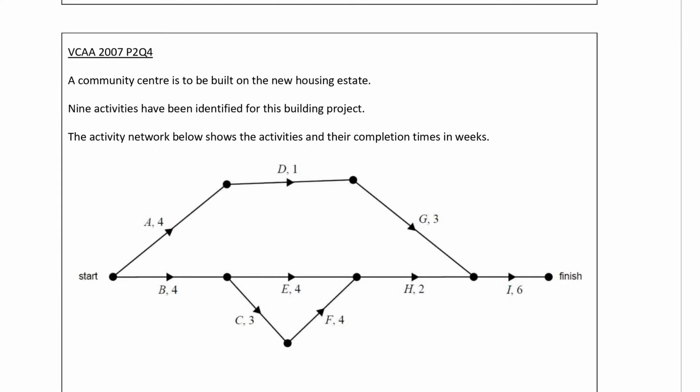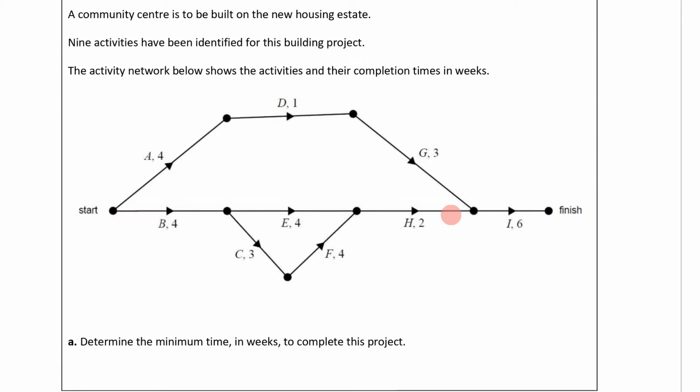Let's now answer this question here. It's taken from VCAA 2007, paper 2, question 4. A community centre is to be built on the new housing estate. 9 activities have been identified for this building project. The activity network below shows the activities and their completion times in weeks. So here it is right here.